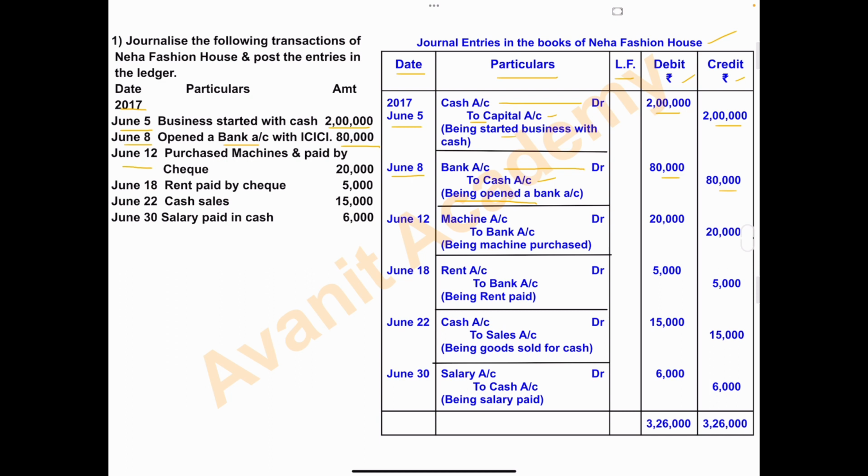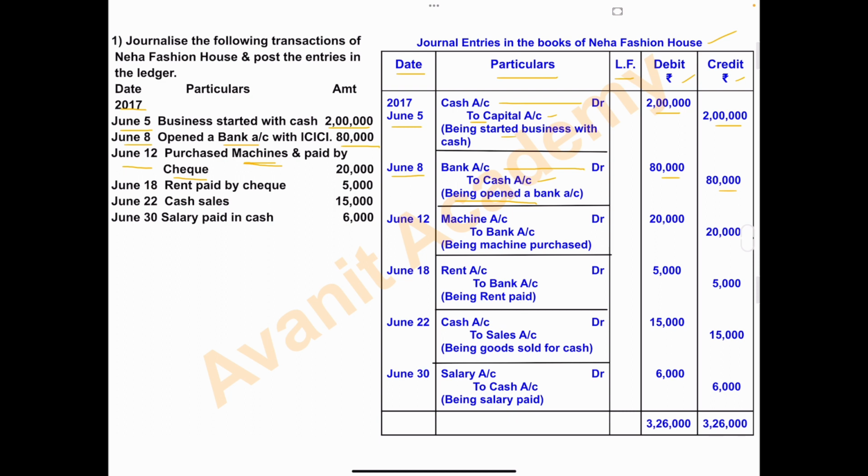On June 12, purchased machines and paid by check. Purchased machinery or machine is a fixed asset. So when you purchase any kind of fixed assets, you have to take the particular name of that asset. So in this transaction, we have to prepare machine account. This machine is purchased by paying the check. When you make the payment in check, then bank balance will decrease, and decrease in bank balance is to be credited.